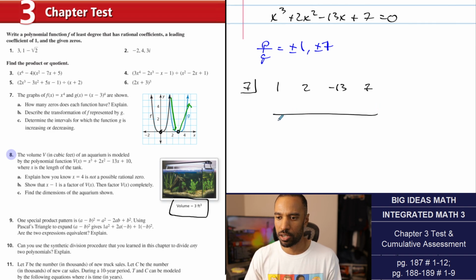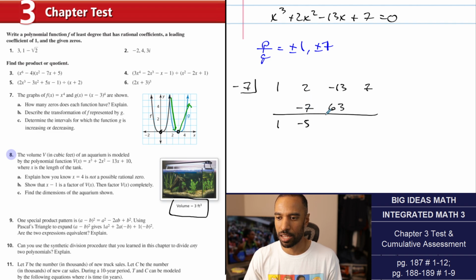We need a 0 remainder. So multiply by 7 now. Ooh, that's not going to work. Okay, scrap 7. Let's try negative 7. I don't think this is going to work either. Maybe no rational solutions to this guy suddenly.